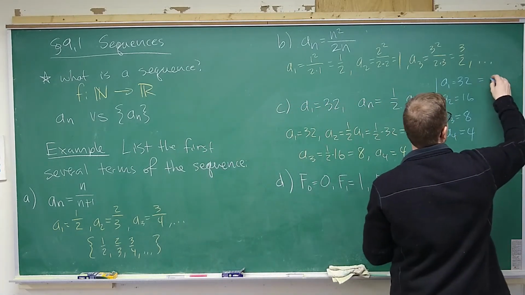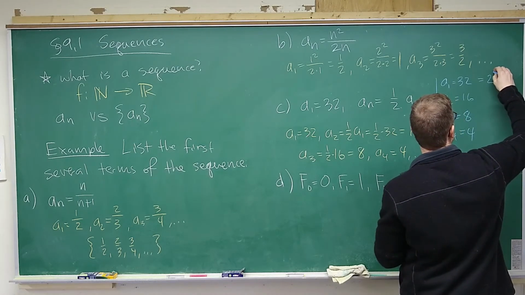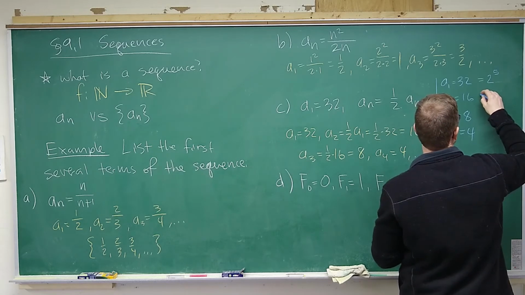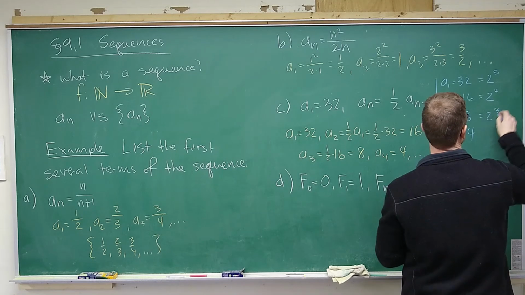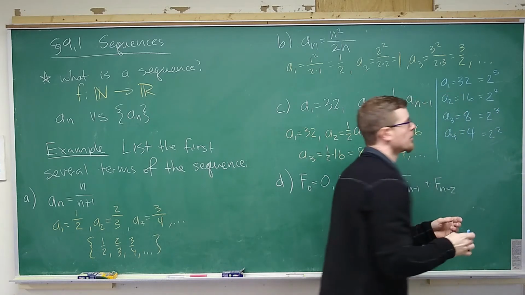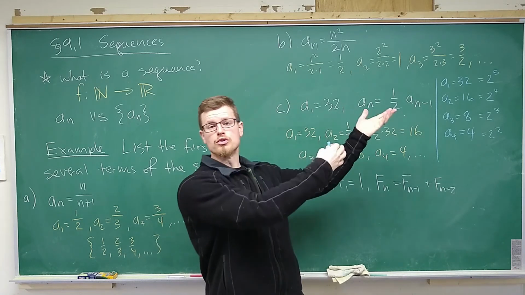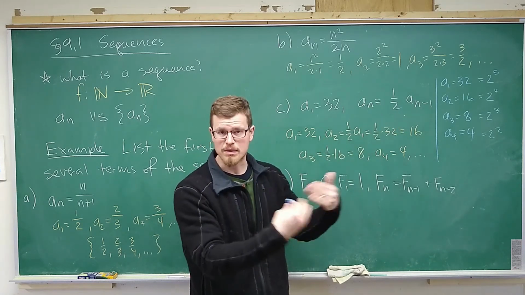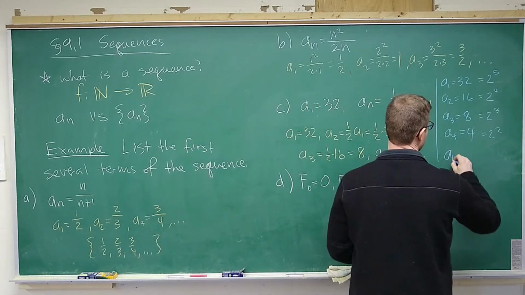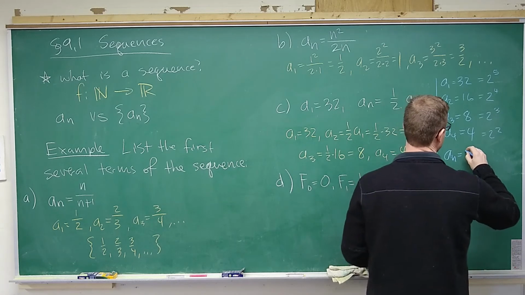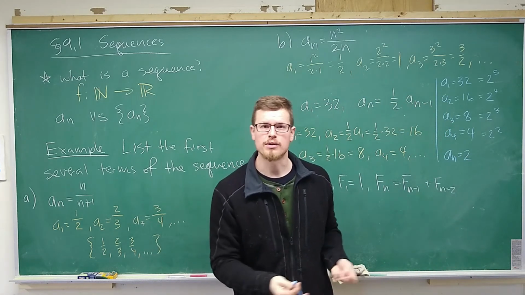So what I notice here is that this is 2 to the 5th power. And this is equal to 2 to the 4th power. This is 2 cubed. And this is 2 squared. So I know that each time I'm just looking at the number 2 raised to an integer power that's reduced by 1 every time. So a sub n in this case is simply given by 2 raised to a power. But what power is it?